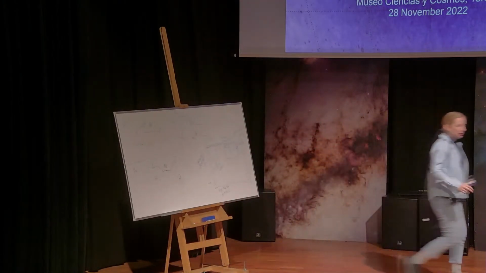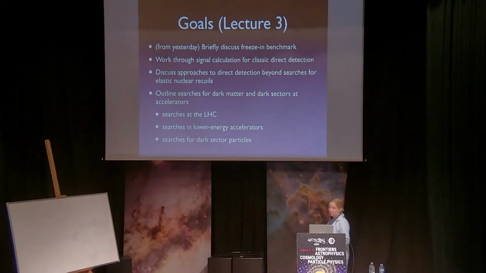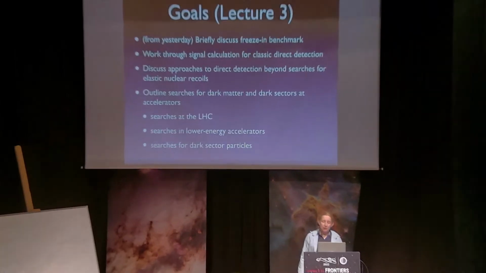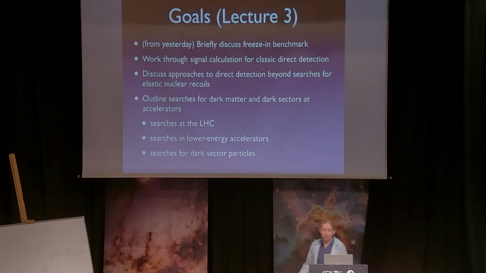All right, so that cartoon given, let's begin. Left over from yesterday, I just want to briefly discuss the freeze-in benchmark, which is an alternative way to get the correct abundance of dark matter through its interactions with the standard model. Then we'll move on to searches and talk about the signal calculation for classic direct detection. There's been a lot of work in the last 10 years or so to go beyond the classic direct detection approach of looking for recoiling nuclei from dark matter particles scattering with those nuclei. So I want to talk briefly about that, although a lot of what I'll be doing here is pointing you to references if you want to learn more.